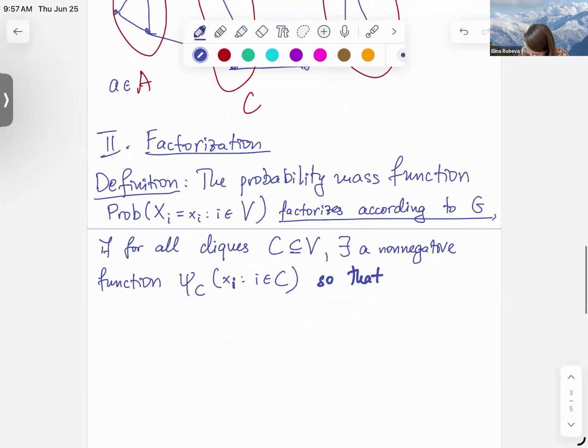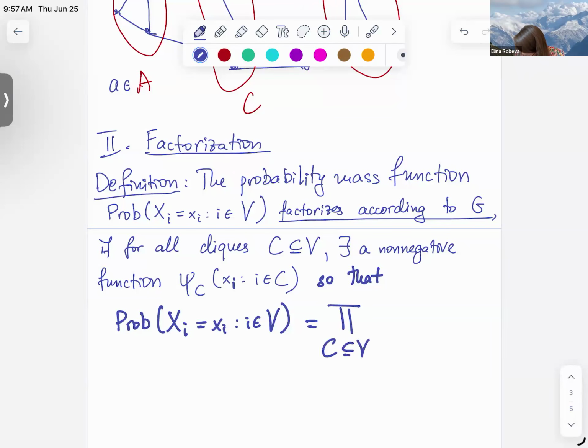this probability mass function is the product over all cliques, C subset of V, clique, of psi C of x_i, i in C. And these psi C's are actually called clique potentials.